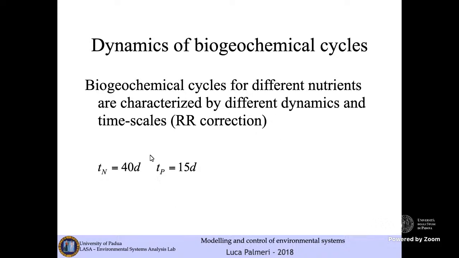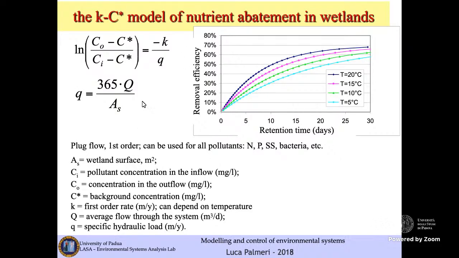Typically, the timing of the biogeochemical cycle for nitrogen is 40 days. This means that one atom of nitrogen typically takes 40 days to return to its source in the biogeochemical cycle of nitrogen, while phosphorus cycles much faster, meaning that the recycling time for phosphorus is in the range of 15 days. I would say in French, a hebdomadaire cycle.